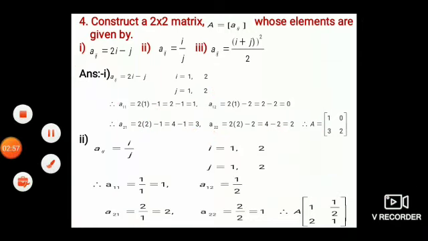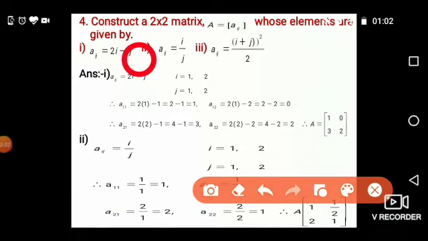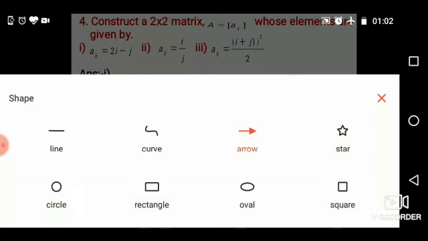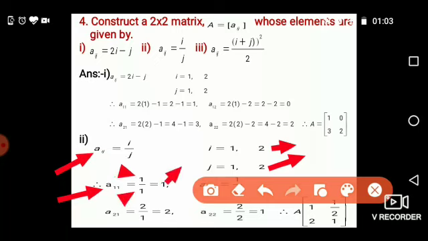Likewise, let me start with another example. Second example, Aij is equal to I divided by J. Since once again this matrix is of second order, there are 2 rows and 2 columns. Therefore the values of I are 1, 2 and J is again 1, 2. If I is 1, J is 1, we'll get an element A11. Therefore 1 divided by 1 gives an element 1.